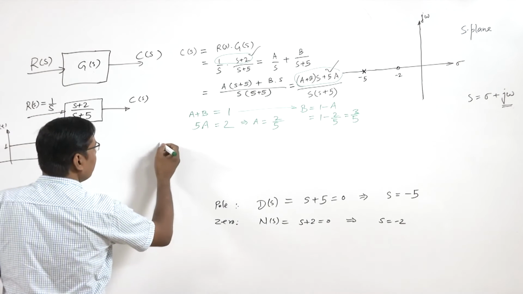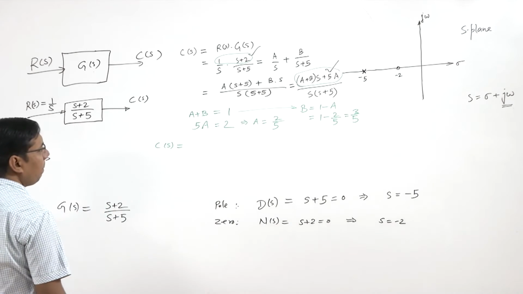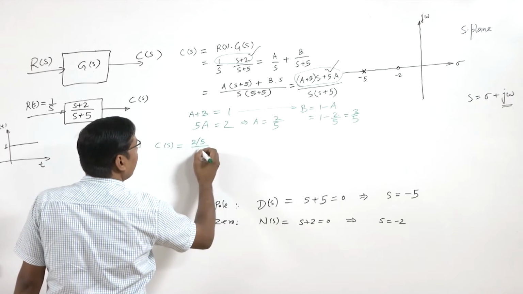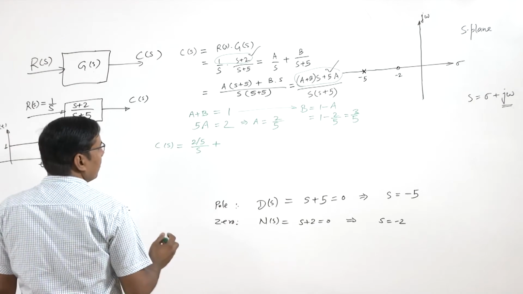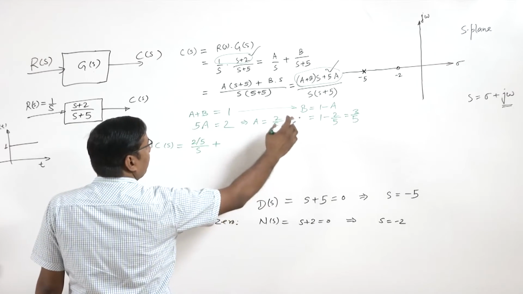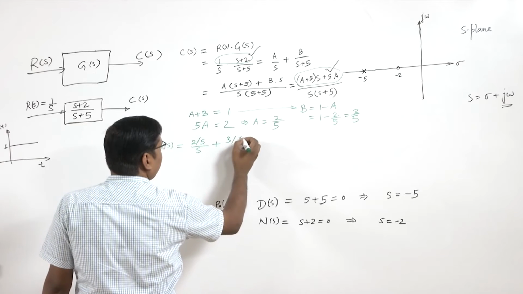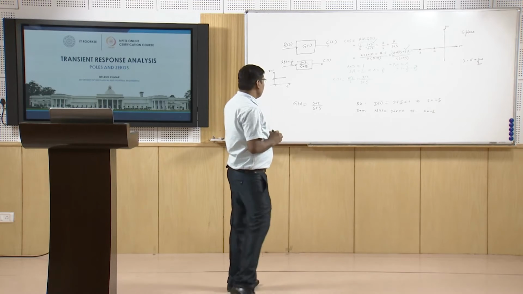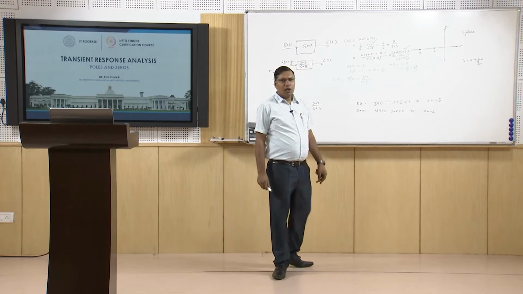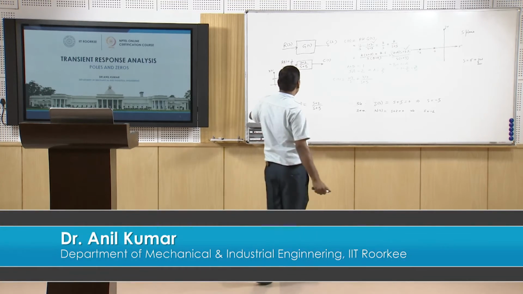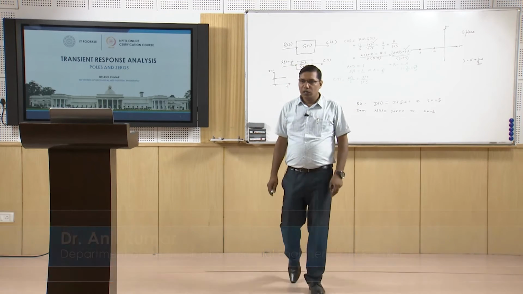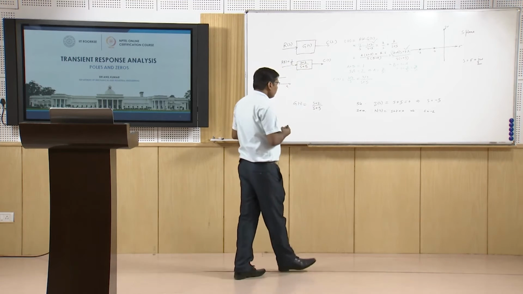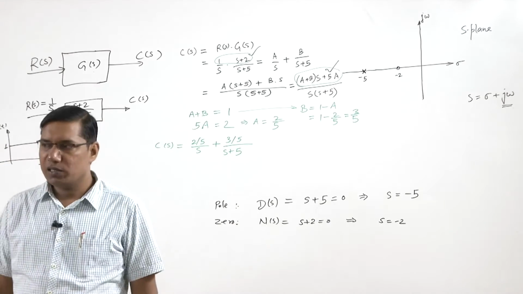So we can write C(S) equal to A by S, where A is 2 by 5, so 2 by 5 by S, plus B by (S plus 5), where B is 3 by 5, so 3 by 5 by (S plus 5). So this is the C(S). Now we are in the S domain. We have to come to the time domain to find the response with respect to time. So we take the inverse Laplace transform of this.